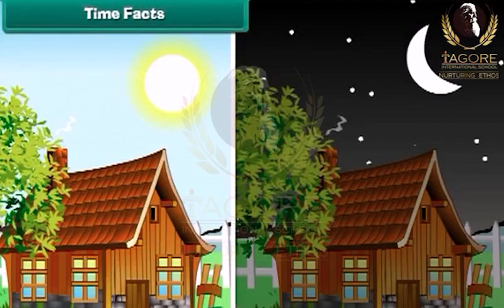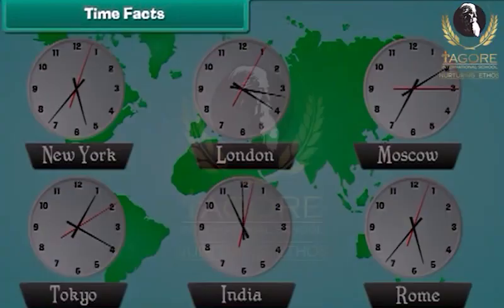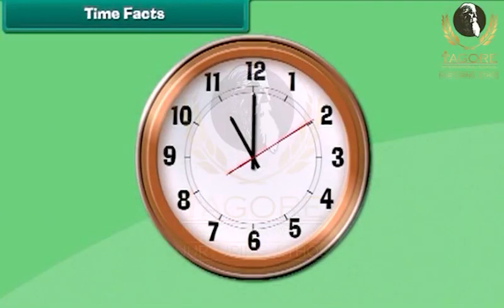As we just saw, at some places it is daytime and at others it may be night. Time changes when we move across the world. A clock is used to read time. As you see, a clock has 3 hands. The short hand tells about the hour, the long hand tells about minutes, and this thin hand tells about seconds.